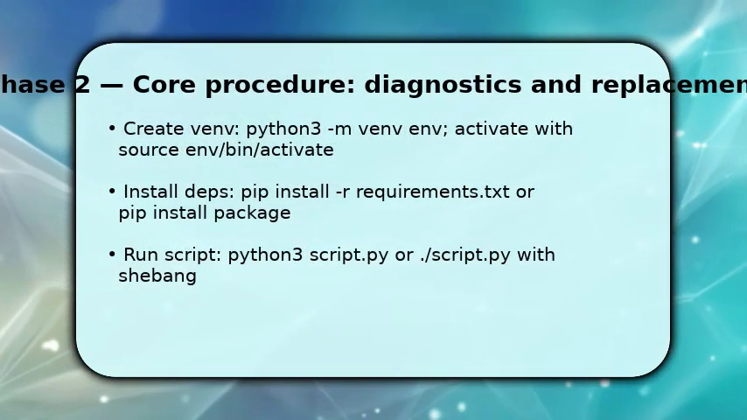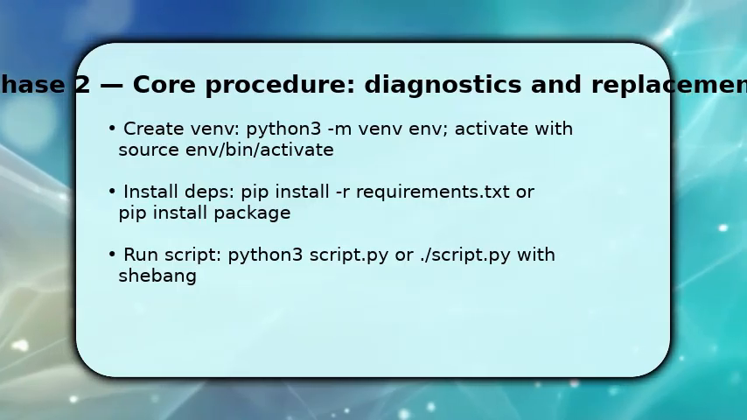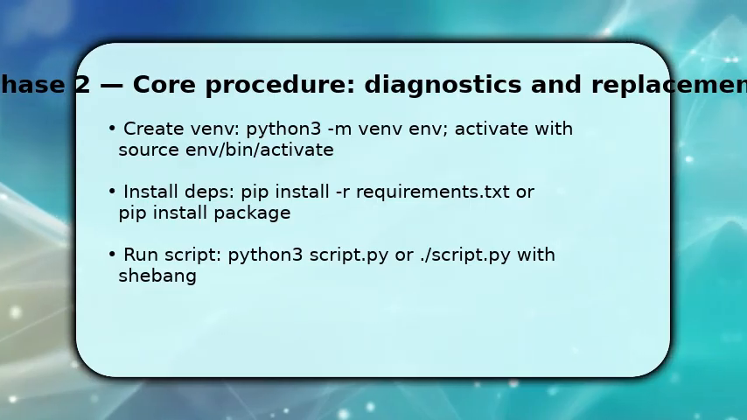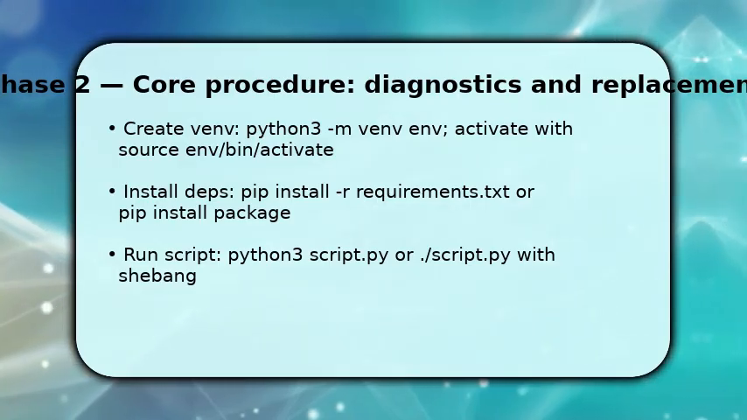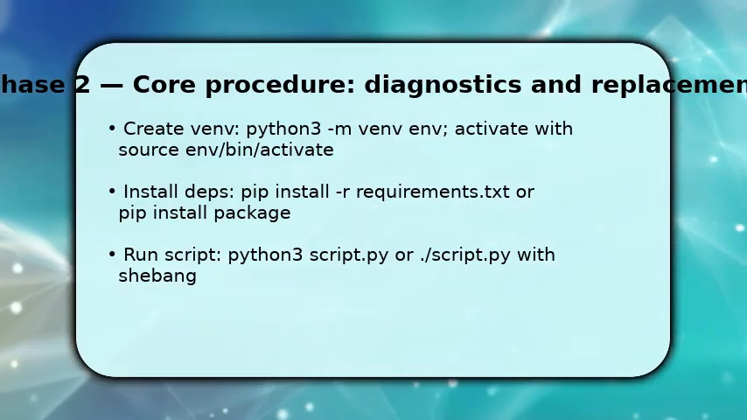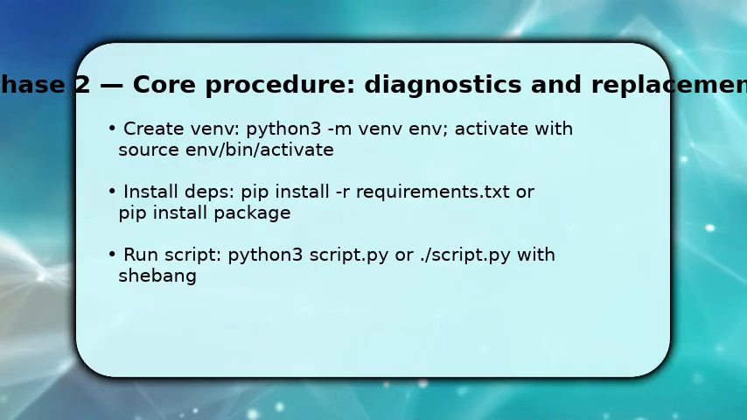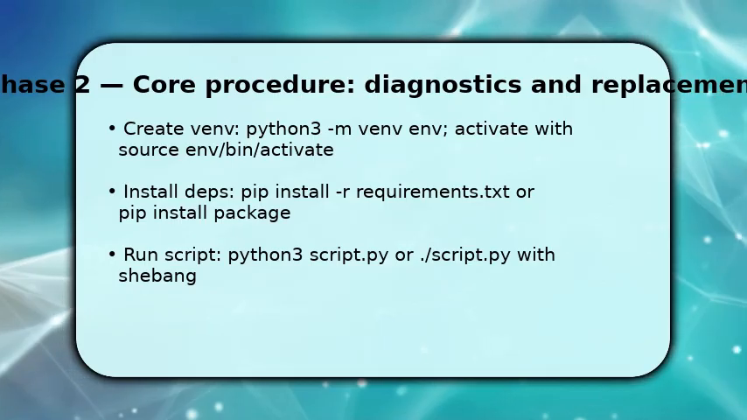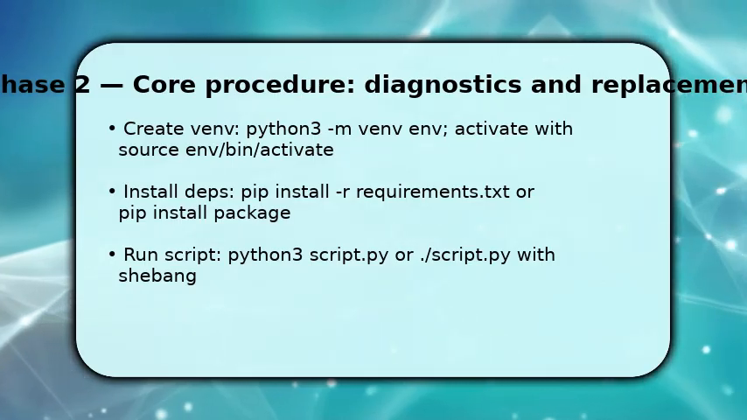You now create an isolated environment because virtual environments keep dependencies predictable. Run python3 -m venv env, then source env/bin/activate. Once activated, pip installs go only into the env. After that, install requirements with pip install -r requirements.txt so your project has the right libraries.